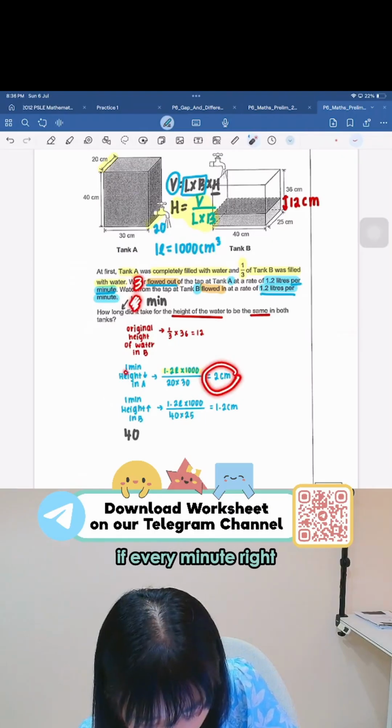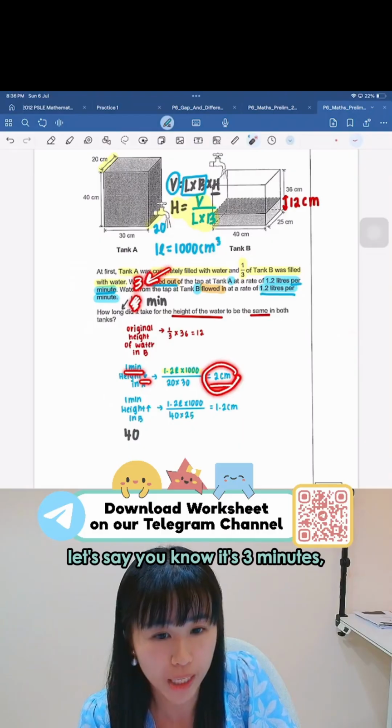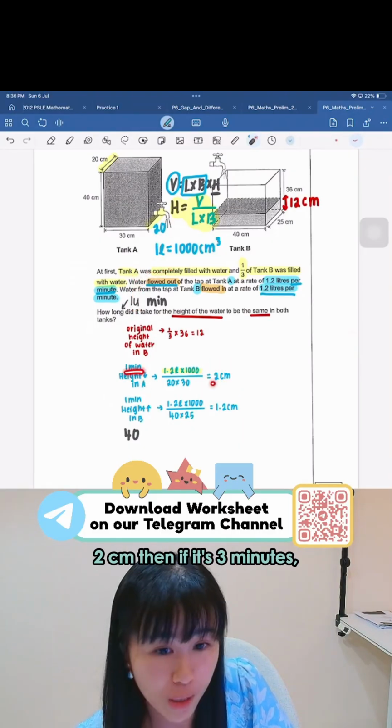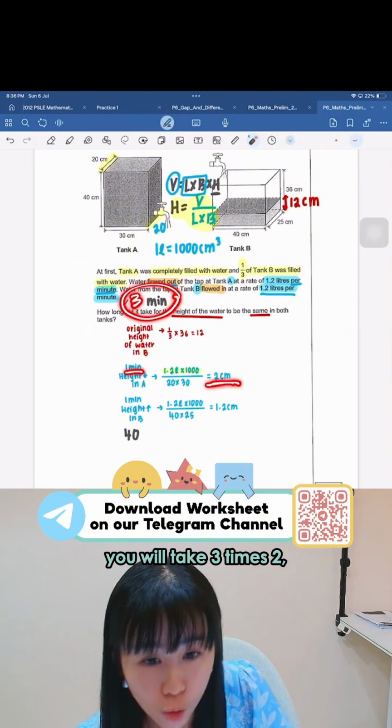If every minute your height decreases by 2 cm, and let's say it's 3 minutes, what will you do? You will times, right? Because in 1 minute it decreases by 2 cm, then if it's 3 minutes, you will take 3 times 2. You'll decrease by 6 cm.